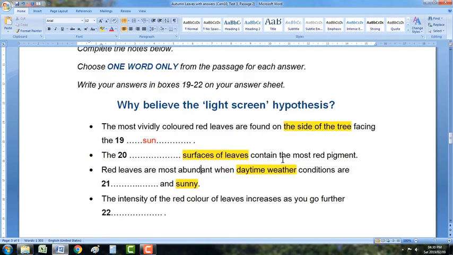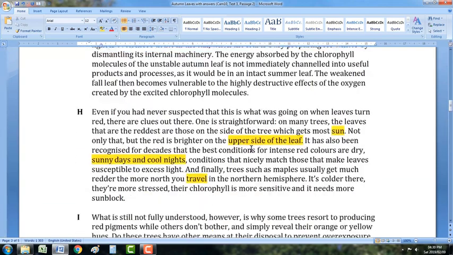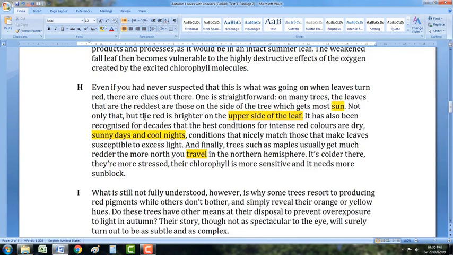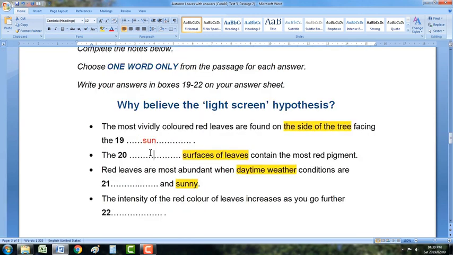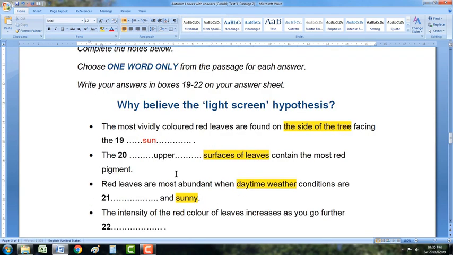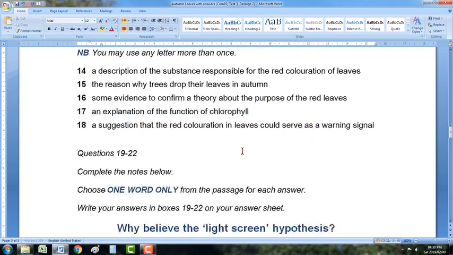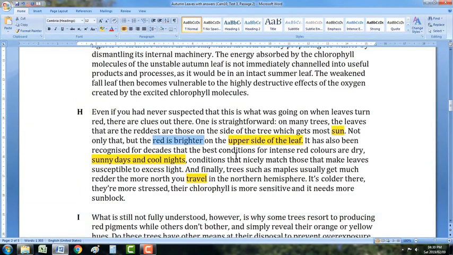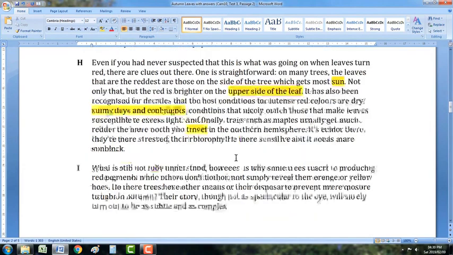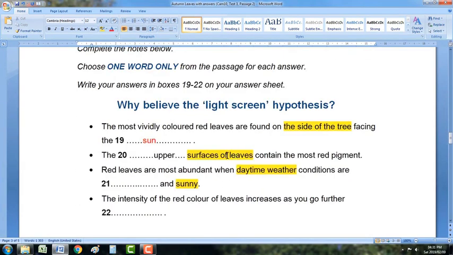Which surfaces of leaves contain the most red pigment? Where is surfaces? Can you see a synonym for surfaces? The red is brighter. They contain more red pigment. There is surfaces. Where is our adjective? There is the adjective. The upper surfaces, the upper side of the leaf contains the most pigment. Or is the red is brighter, it contains the most red pigment. Whew, this is not easy.